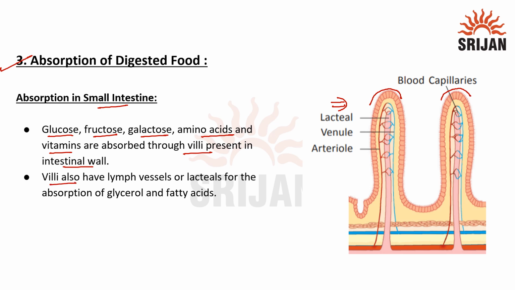Villi also have lymph vessels and lacteals for the absorption of glycerol and fatty acids. Again, let's observe this image. This pink thing is called a lacteal and it is responsible for absorption of glycerol and fatty acids.